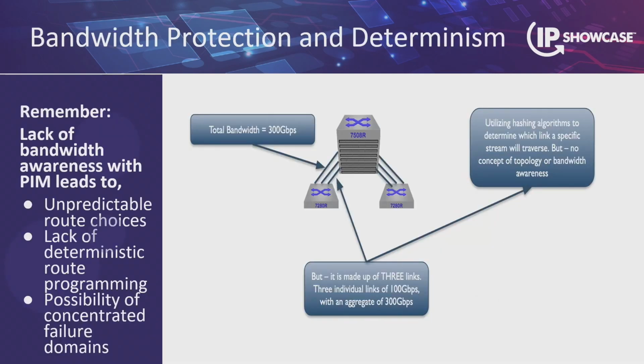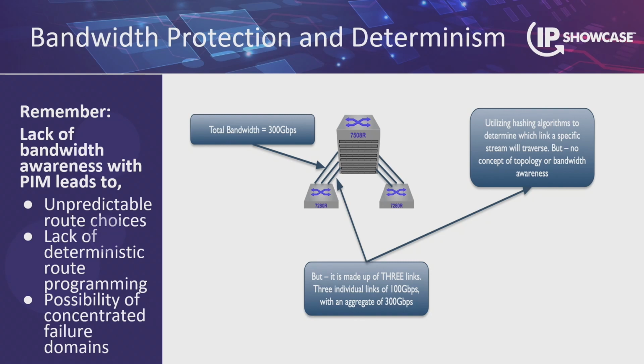So to start with, one of the key primary drivers that led people to start looking up to orchestration was to provide bandwidth protection and determinism. As Ryan mentioned, we saw that PIM and IGMP were not built keeping bandwidth in mind. The way the protocol was architected, the route choices were made in a non-deterministic pattern. There was no load balancing, and there was no information about bandwidth while the route decisions were being made in the network. With the lack of bandwidth and topology awareness, it maximized the chances of failure domains in the network.